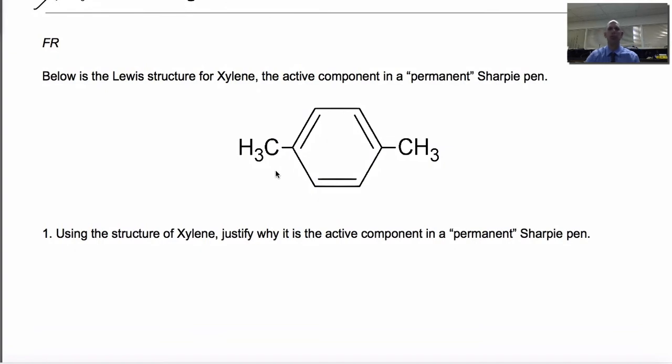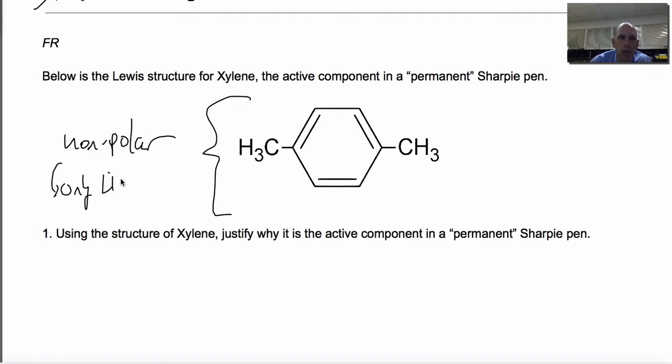Below is the Lewis structure for xylene, the active component in a permanent Sharpie pen. So the first thing I want you to look at with xylene is to notice that it's non-polar. And if it's non-polar, that means that there's only London dispersion intermolecular forces. Highly polarizable because of this large benzene ring here.